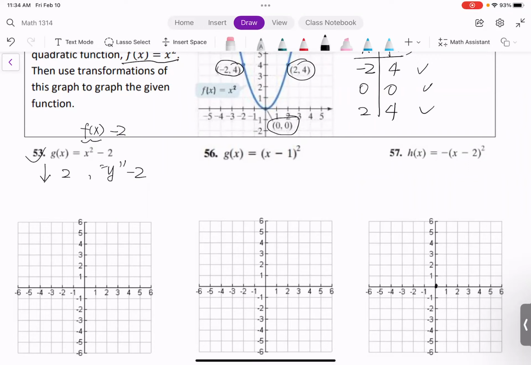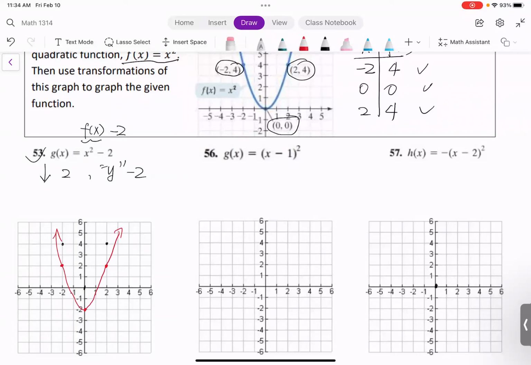You can plot the points. Here are the original points, -2, 4, 0, 0, 2, 4. And since we are moving down, we use a different color. The first point going down, I got here. The second point comes here. The third point comes to here. Then use a smooth curve to connect all of the points, and you cannot change the shape of the parabola.